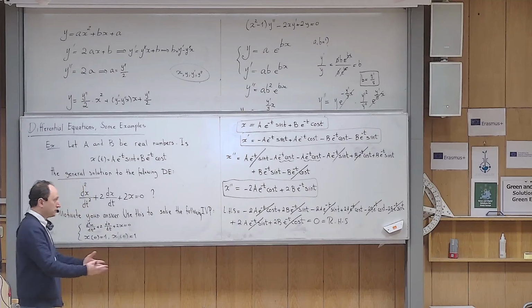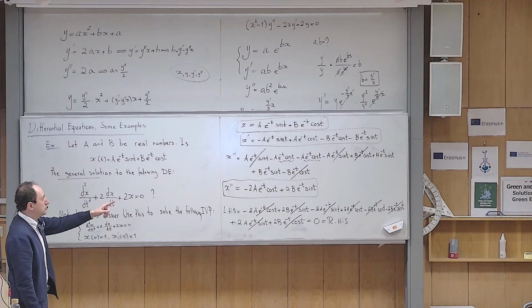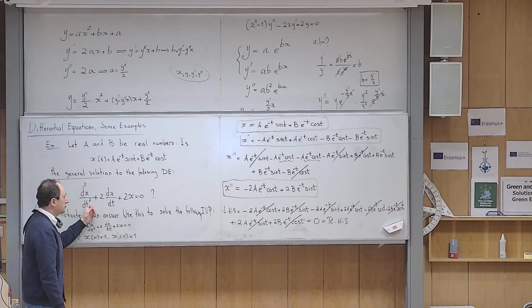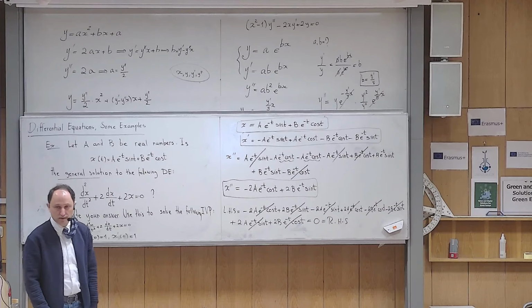So I just told you orally, okay? So you say that because this is a solution independent of values of capital A and capital B, and my solution has two free parameters and the order of the differential equation is two, so that is the general solution. So you have to write this down, yes.